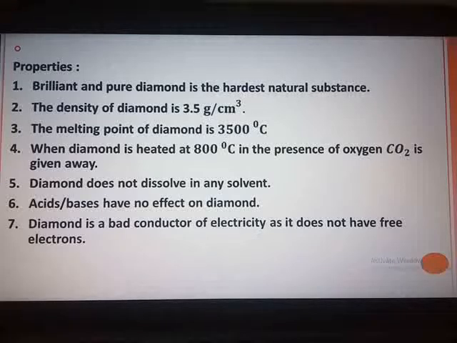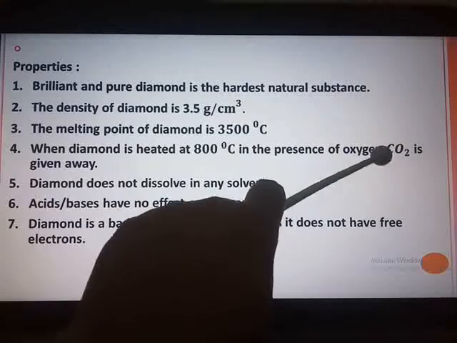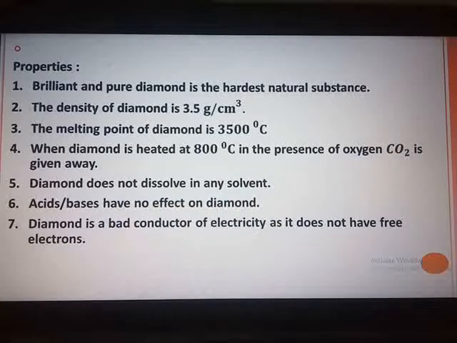Now here you might wonder, why carbon dioxide? See, when diamond is heated, what does diamond contain? It contains carbon as the main non-metal element in it. And when it is heated in the presence of oxygen, so when this carbon from diamond will combine with oxygen from the air, then only and only carbon dioxide will be the product which is given away.